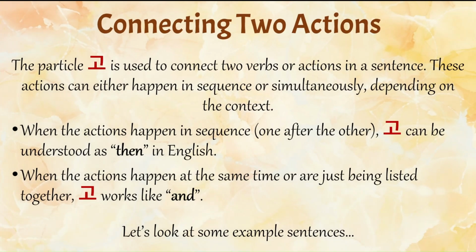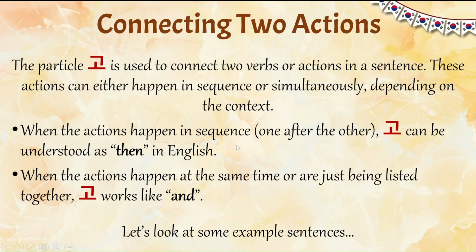So now the first usage of ko is for connecting two actions. The particle ko is used to connect two verbs or actions in a sentence. Okay? These actions can either happen in a sequence, one after the other, or simultaneously, depending on the context. Okay, very important. So, ko is used to connect two verbs or two actions that either happen in a sequence, one after the other, or happen simultaneously at the same time.